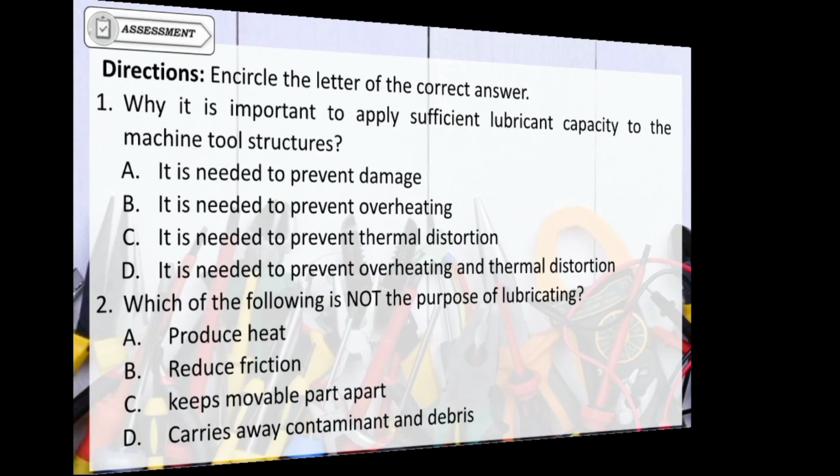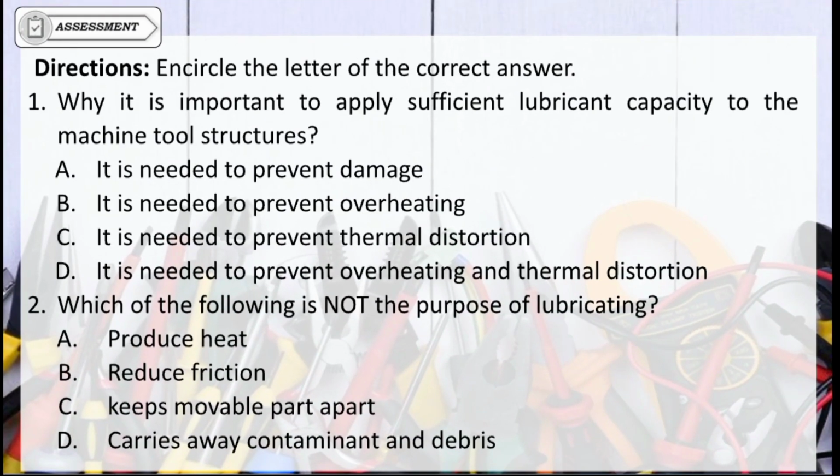And then, for the second part naman ng ating written works, we have the assessment. This is a multiple choice. For the direction, class, encircle the letter of the correct answer. But remember, class, you are not allowed to write anything on your module. So, write it on your separate sheet of paper. For the number 1 question, why is it important to apply sufficient lubricant capacity to the machine tool's structure? Letter A, it is needed to prevent damage. Letter B, it is needed to prevent overheating. Letter C, it is needed to prevent thermal distortion. Letter D, it is needed to prevent overheating and thermal distortion.